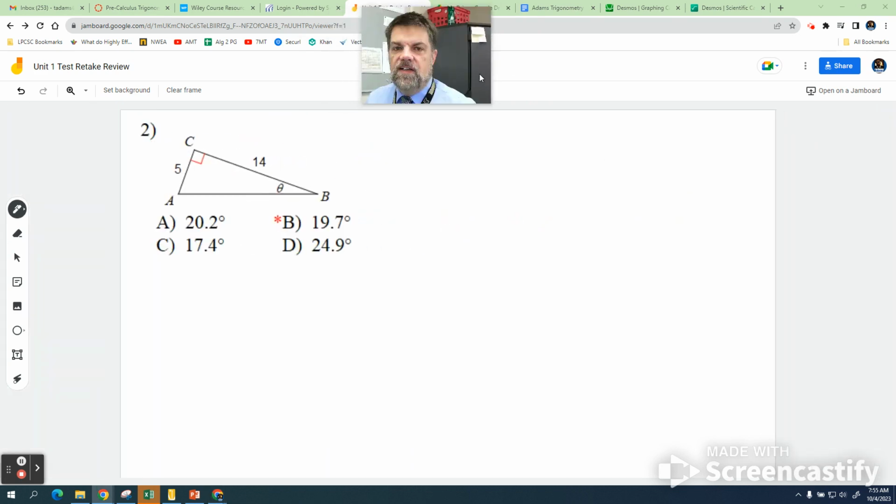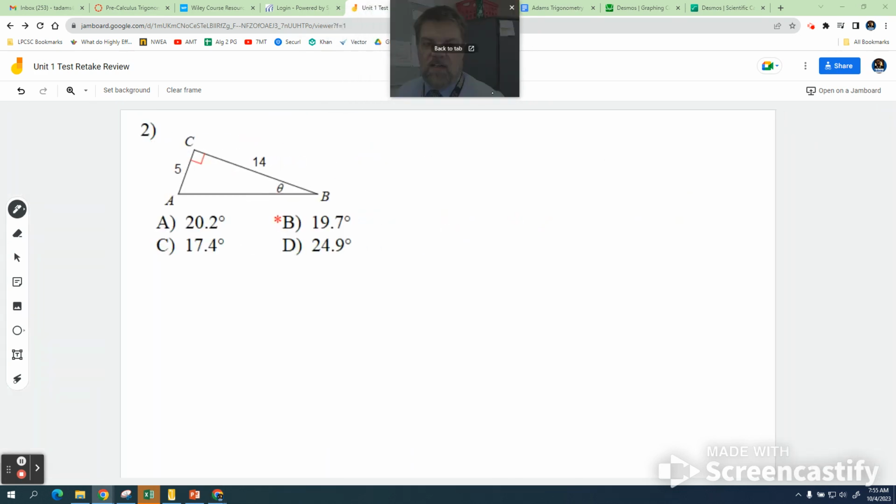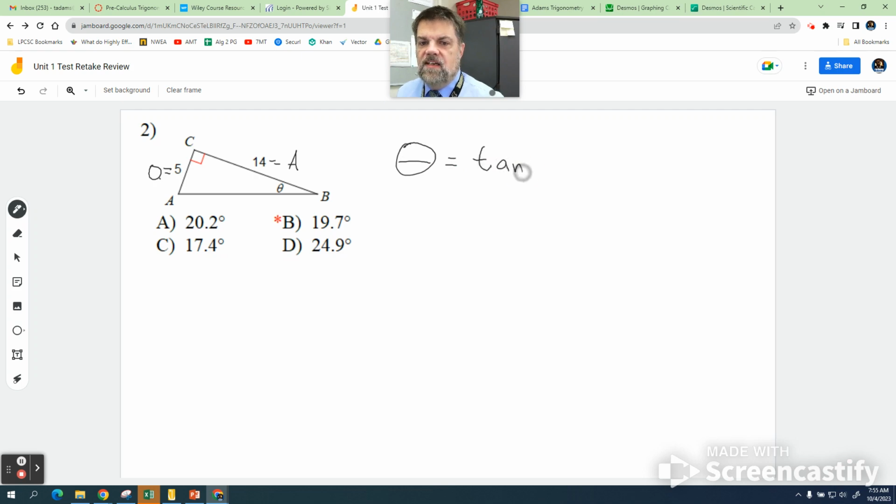We're going to rapid fire these bad boys. Same thing here. This is theta. So then over here, this would be the opposite because it's across from theta. This touches theta, so this would be the adjacent. So theta is equal to arctan of the opposite over the adjacent. So I would say arctan of what's the opposite? 5 over the adjacent, which is 14.